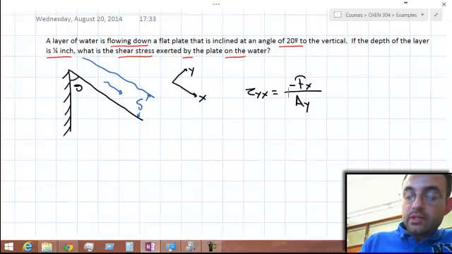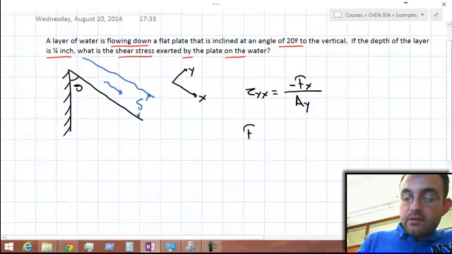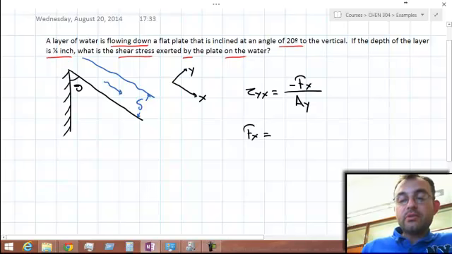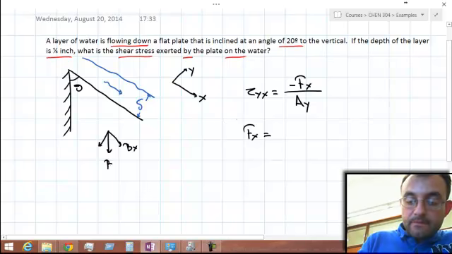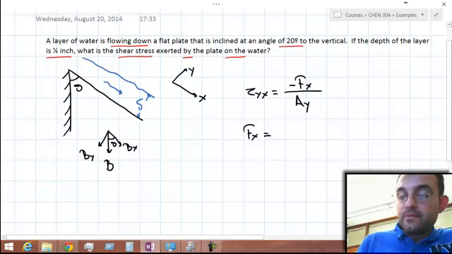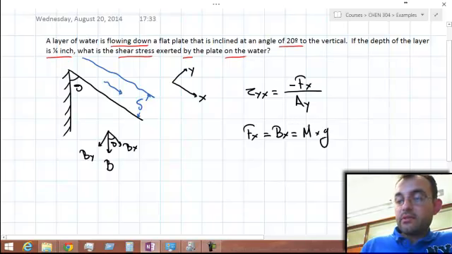We can also assume that this force is attributed to the weight. At any given point, we can break the weight into the x and y components. And theta is again this angle. So now Fx equals Wx equals the mass of the water times the acceleration of gravity.